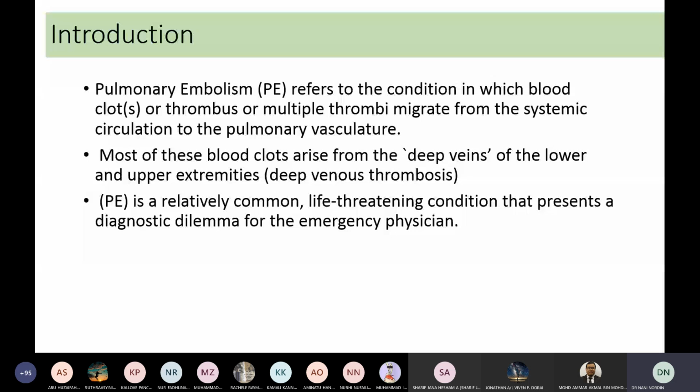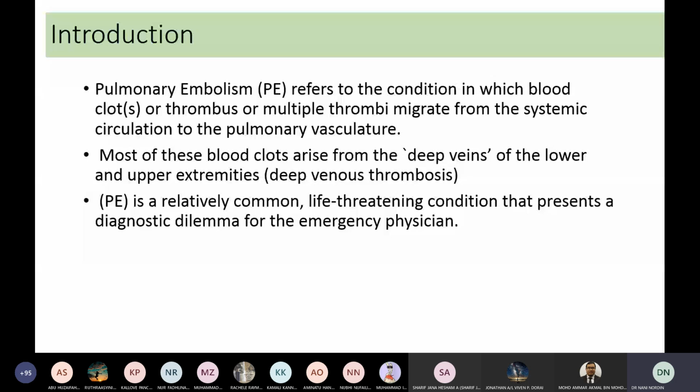So those above the knee have a higher propensity to migrate and cause pulmonary embolism. Okay, so it can be from the popliteal vein to your femoral vein to the external iliac, and then the common iliac, and into your IVC, right atrium and right ventricle, and go to the pulmonary artery.